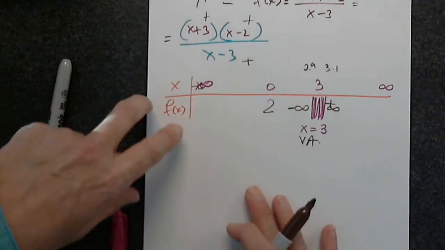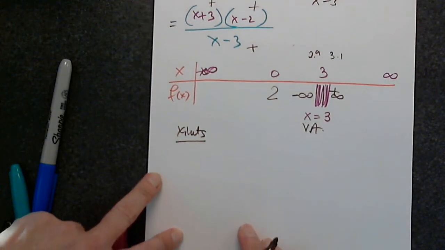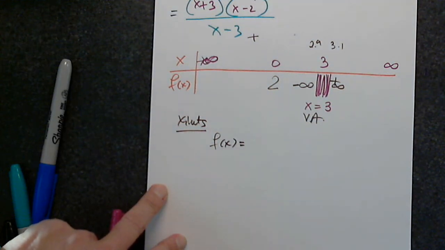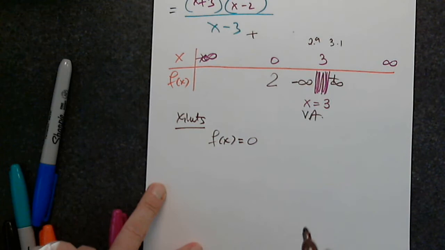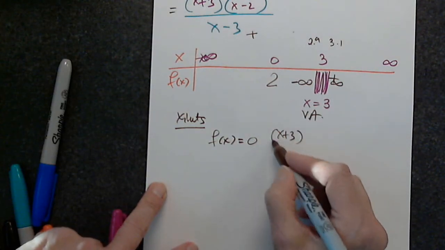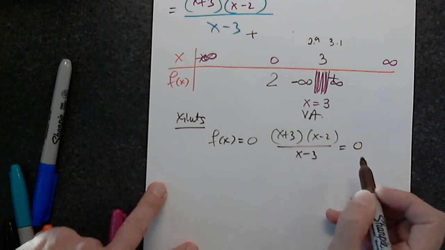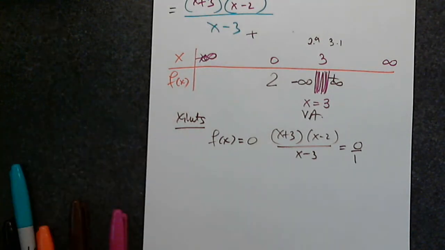Now we want to find the x-intercept. So x-intercepts are determined when f of x equals 0. Perfect. Awesome. So then I have x plus 3 times x minus 2 divided by x minus 3 equals 0, or 0 over 1. So therefore, what happens next?